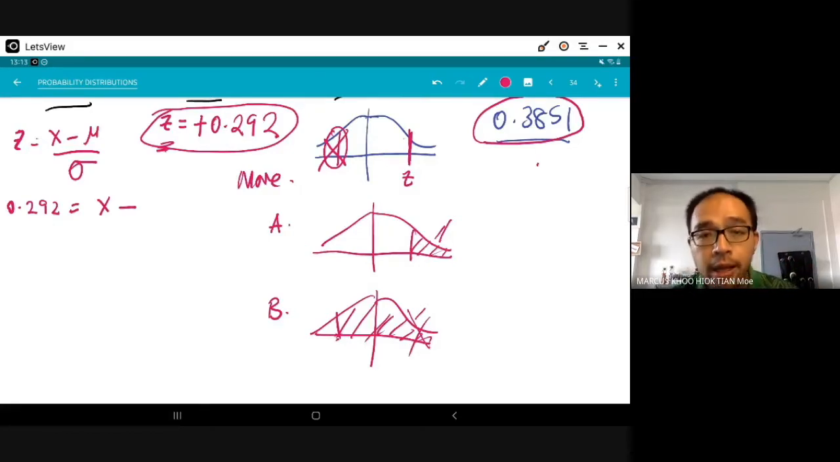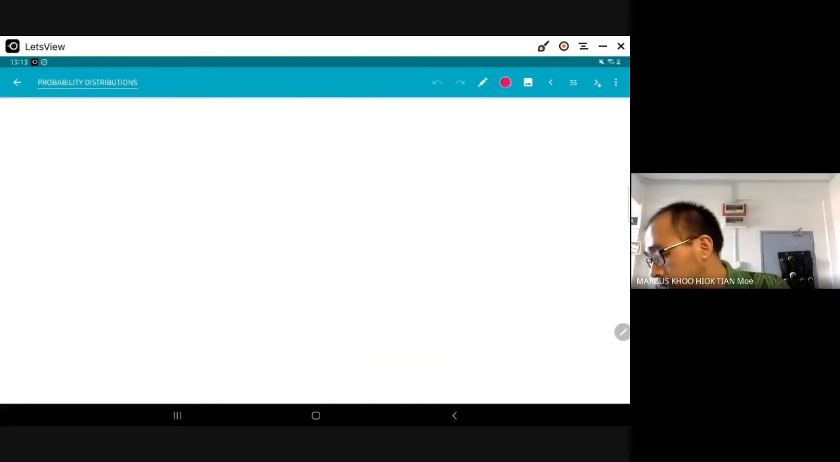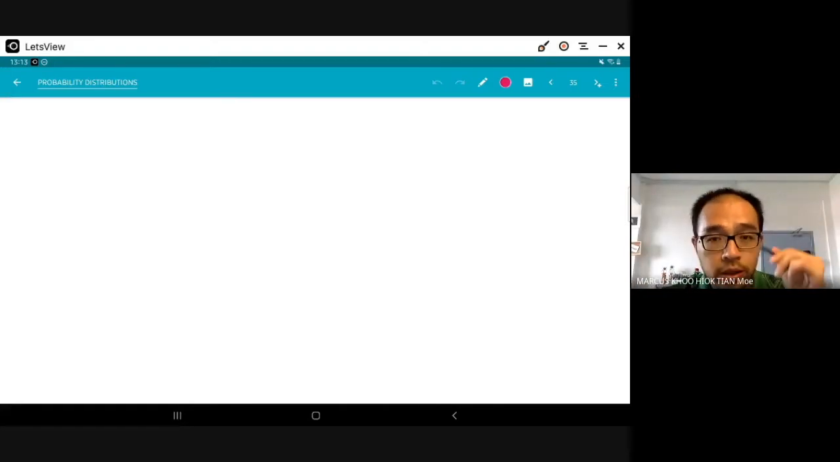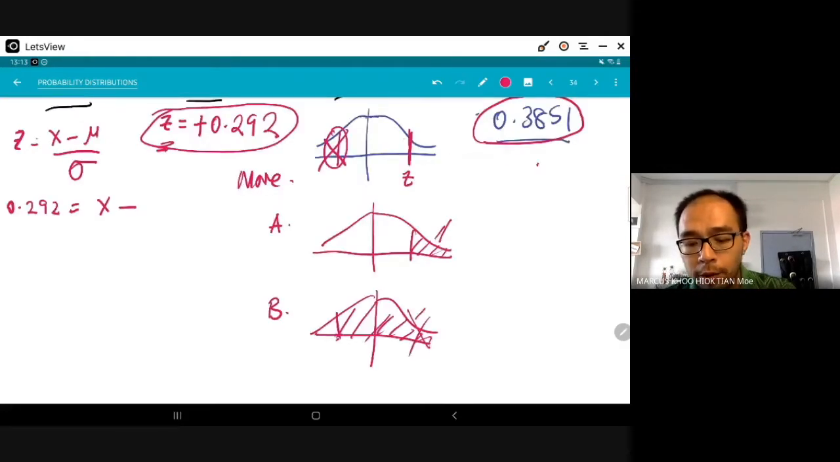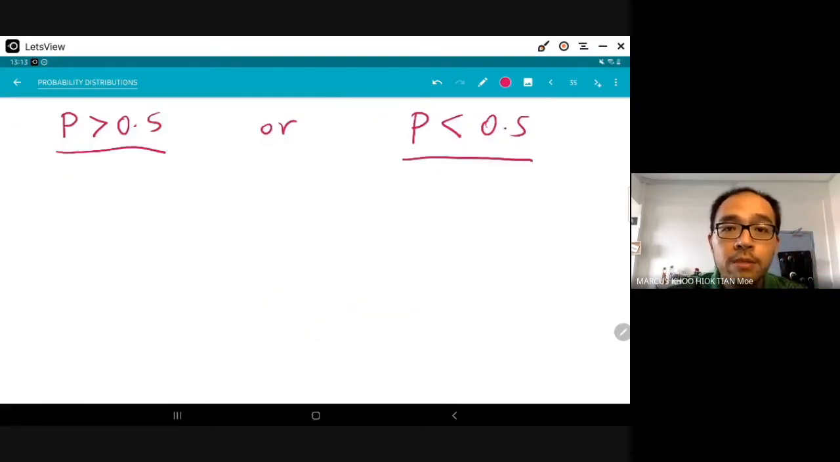Because of that, I have come up with a simple, I hope, summary on how to know whether your Z value is positive or negative. So this is my suggestion lah. If you have other suggestions also, you can do this. There are two situations. Your probability is more than 0.5, or your probability is less than 0.5. Macam tadi, this one, our probability is less than 0.5. So there are two situations.